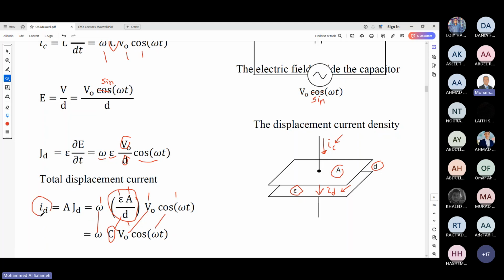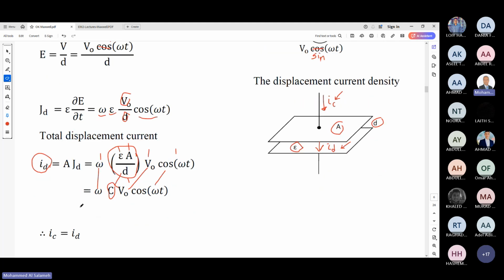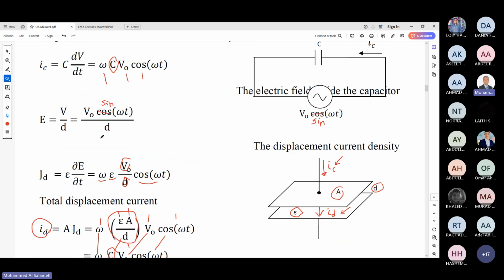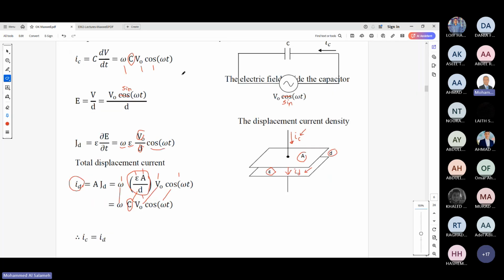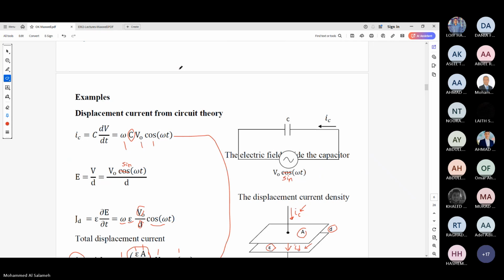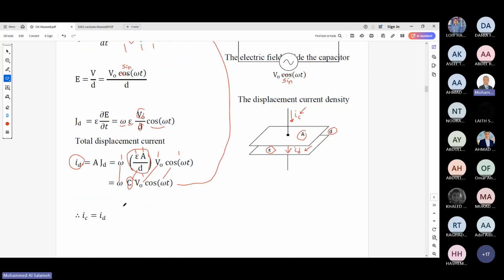Now we want to find the total conduction current. It is given here. So if you compare, I will reduce the size to compare. If you compare this conduction current with the displacement current, it is exactly the same. Omega C V naught cosine omega t. So displacement current is equal to conduction current, as it should be. Simple.